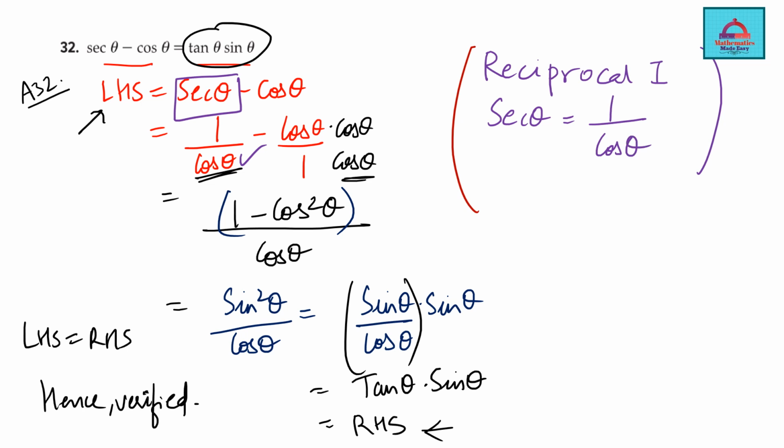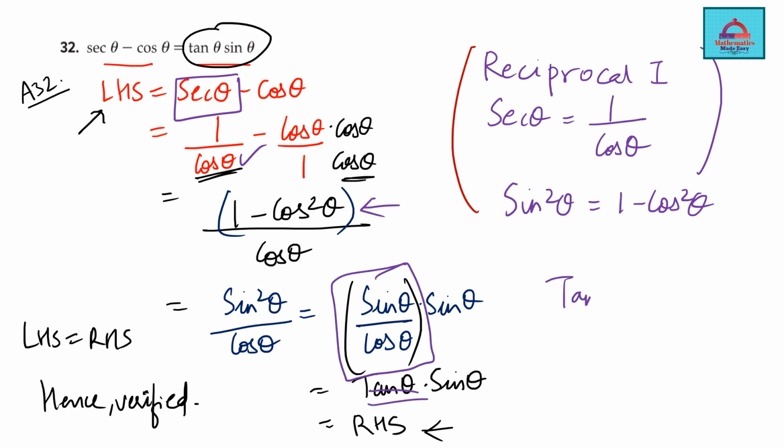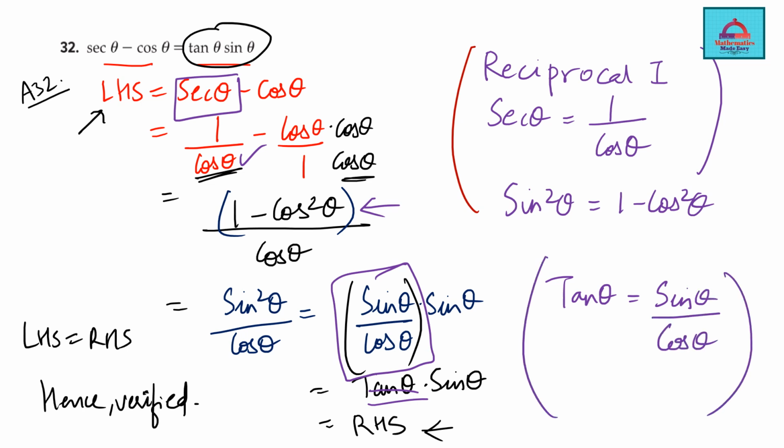As I keep saying, for FRQ, you need to give me all the steps. Then at this step we use Pythagorean: sine square theta is 1 minus cos square. Also, we use one more identity here where we replace tan theta. This is quotient identity, that tan theta is equal to sine divided by cos. So I will put this in bracket and write quotient identity. That completes question 32, and with that we have come to the end of learning objective 16.